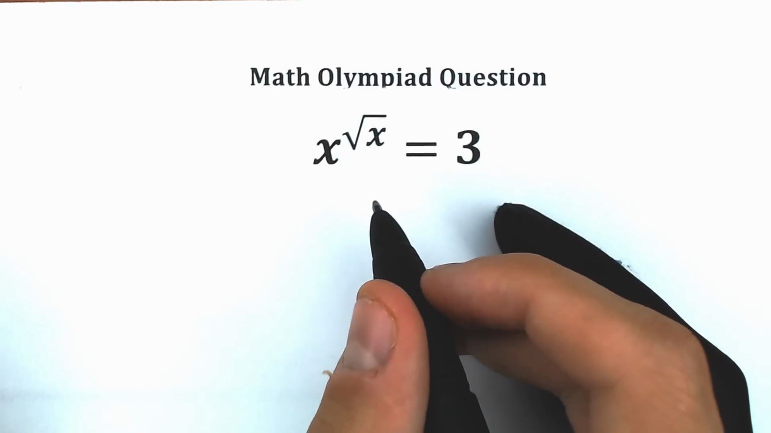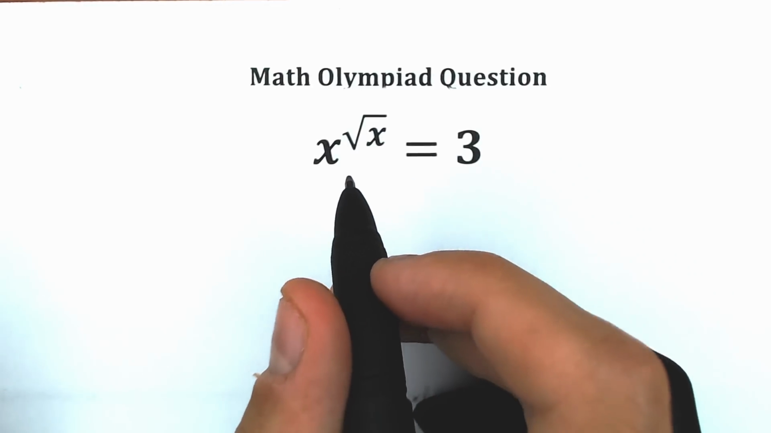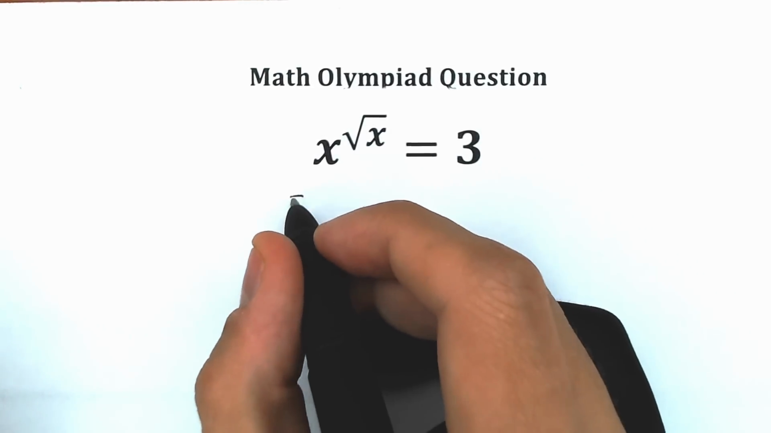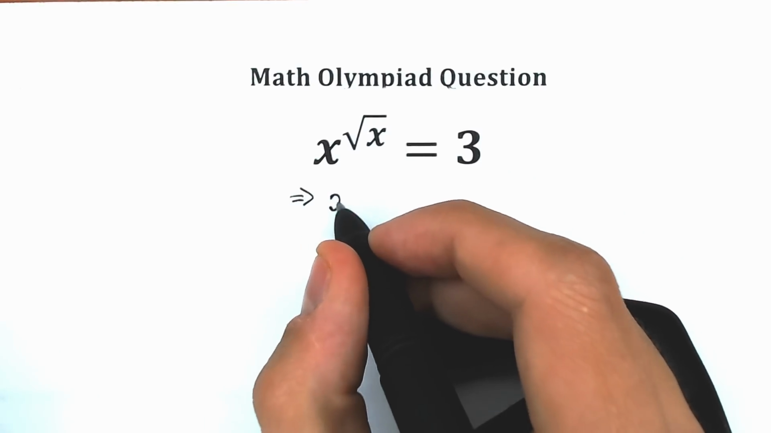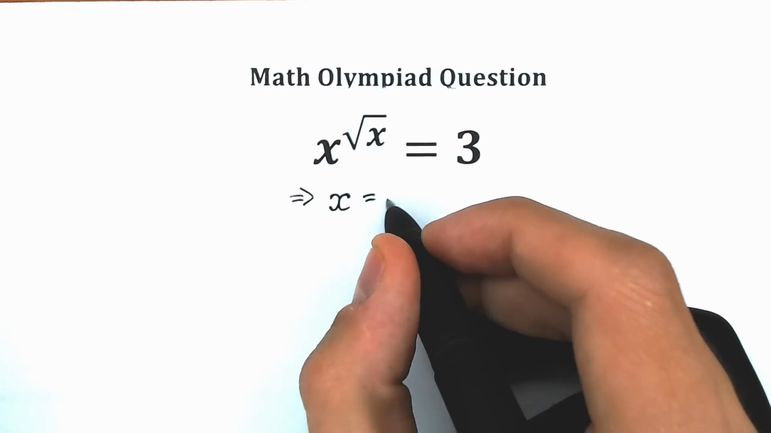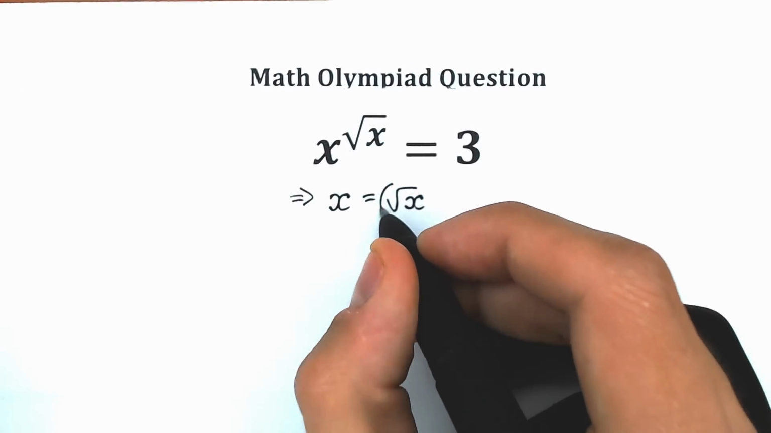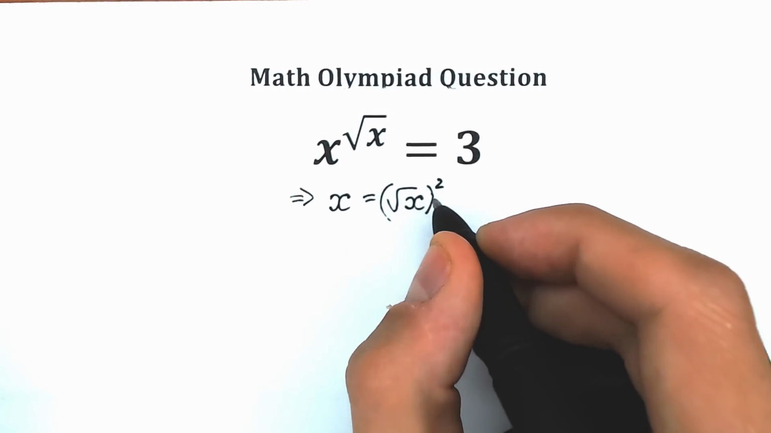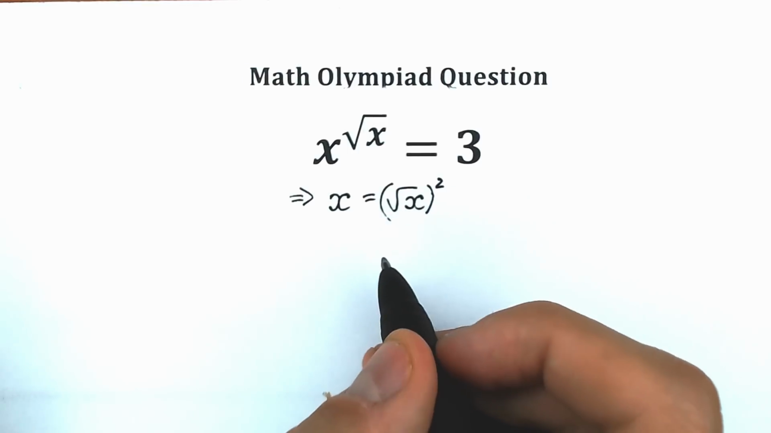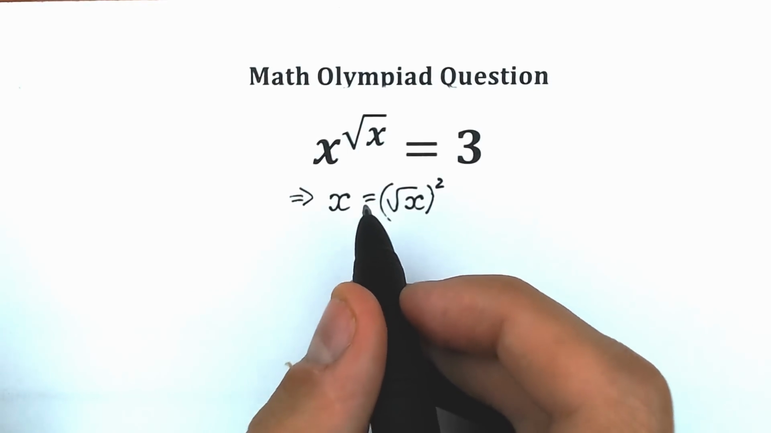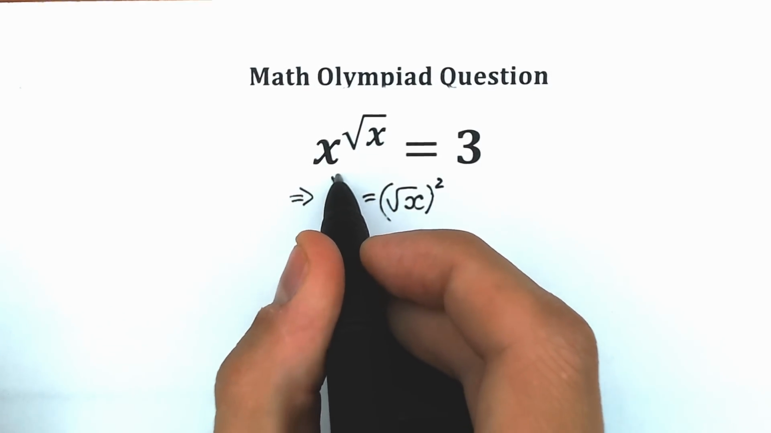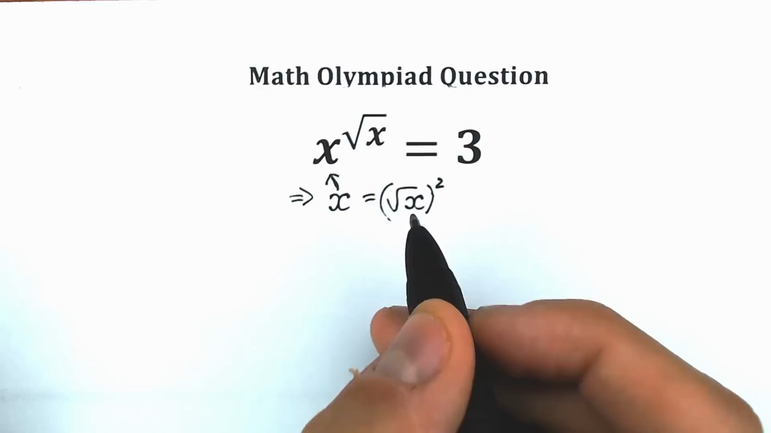So how can we solve this question? Just look at my approach. First of all, take a look closely. We have x, and instead of this x we're going to write the square root of x squared. This is absolutely the same thing. If we raise the square root of x to the second power, we have our x. So instead of this x right here, let's write the square root of x to the second power.